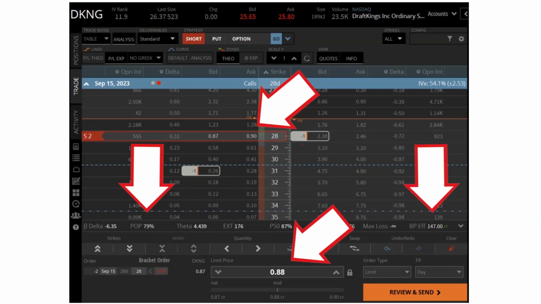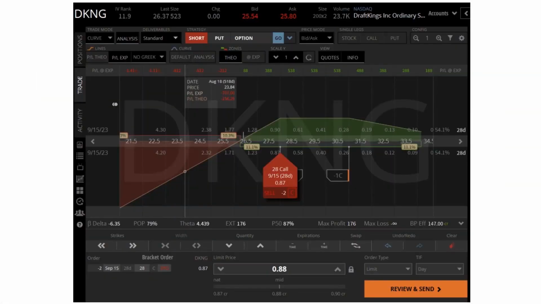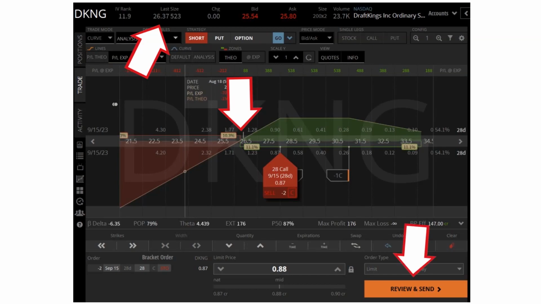Now notice that we are actually adding buying power to our account. So the brokerage is not requiring us to use any more money for this trade since it is reducing risk. You can see we are adding negative delta, which will help even further our overall delta in DraftKings. In the curve mode, we can see that we have brought our break even down to the $26 range where it is actually trading now. We hit review and send and place the trade.